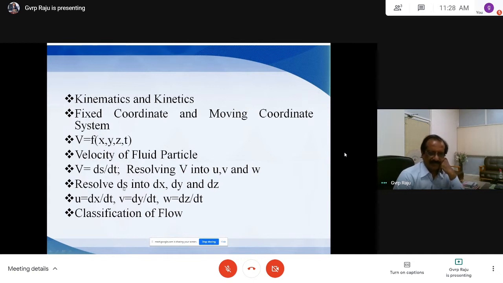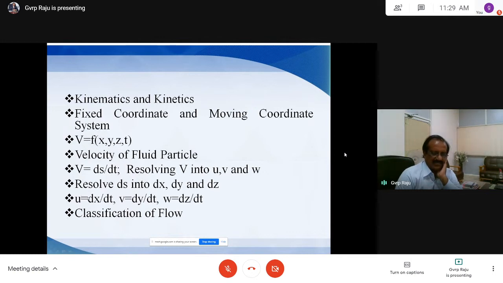Similarly, resolve ds into three directions. So distance ds in the x direction is dx, ds in the y direction is dy, ds in the z direction is dz. That means we have resolved v into u, v, w, and ds into dx, dy, dz in the three directions x, y, z. Then small u is the velocity component in the x direction. Why I am stressing this is we will be getting this in future for subsequent chapters also. Small u, small v, small w.